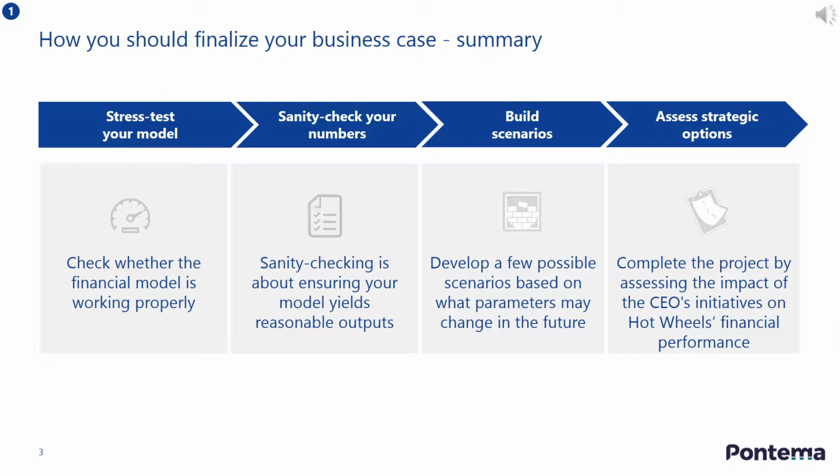When finalizing your business case, there are 4 main steps to follow. Firstly, you need to stress test your model, which means checking whether it works properly. Secondly, sanity check your numbers to ensure your model yields reasonable outputs. Thirdly, develop a few possible scenarios based on what parameters may change in the future, such as an economic downturn. And fourthly, complete the project by assessing the strategic options or tasks you were originally given. As you move through the rest of the lesson, you will consider each step in more detail.